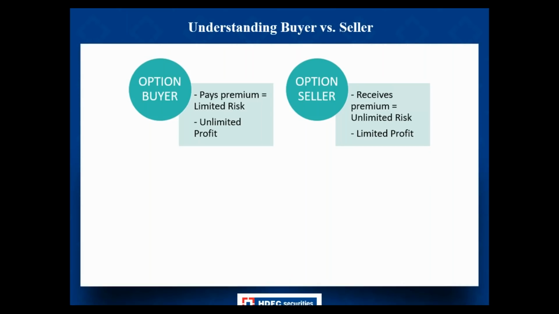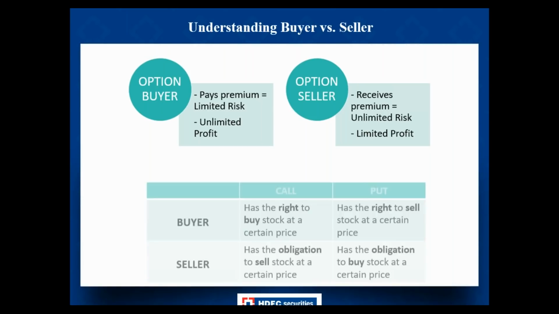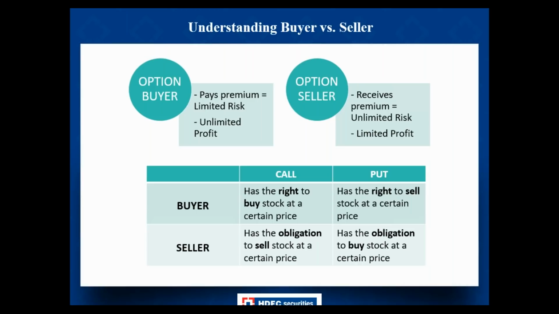When you are the seller or writer of options, you receive a premium. And in this case, your risk or your loss is unlimited, whereas your profit is only limited. So in options buying, you pay a premium. In options selling, you receive a premium. The risk and reward ratio is different for both cases, be it options buying or options selling. Now, as we know, there are two kinds of options, one is a call option and one is a put option, right? For the call option or the put option, you can create both positions. You can be a buyer or you can be a seller depending on the view.